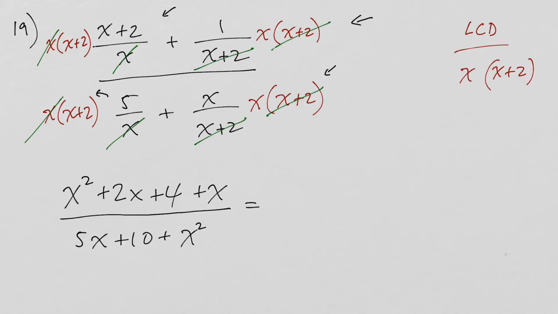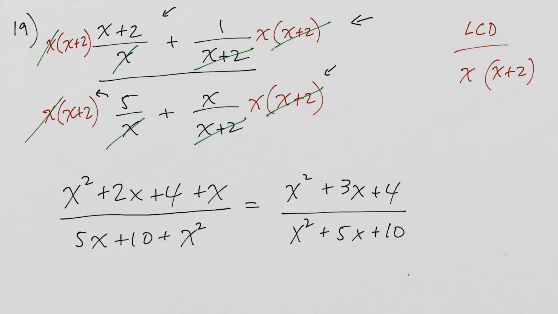Now I'm going to clean this up, and I'm going to put everything in order. So on the top, I have x squared plus 3x plus 4. And in the bottom, I have x squared plus 5x plus 10. Okay.